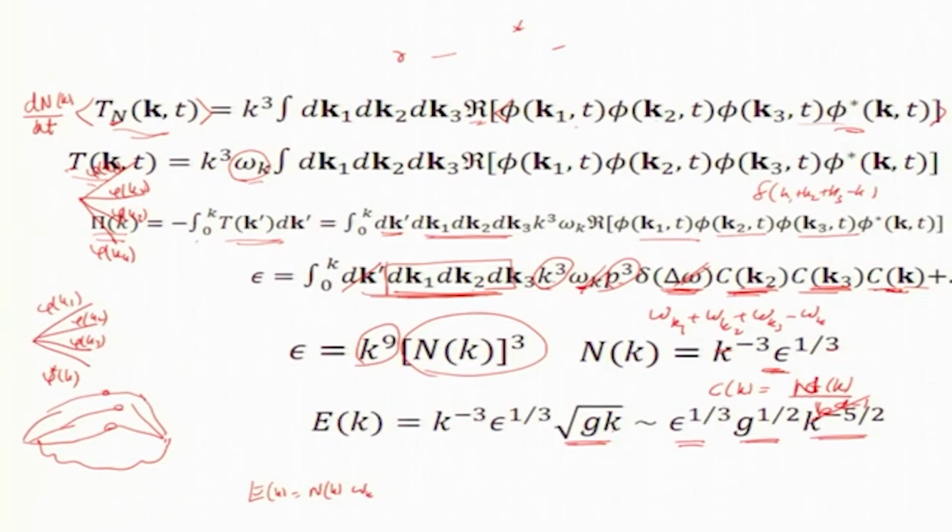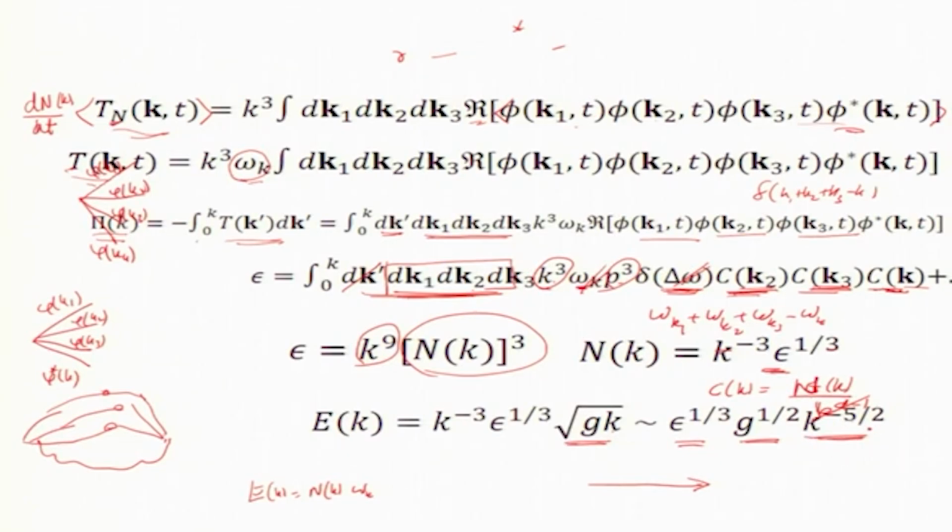Now, the story does not end here. This is for the energy spectrum, which is in the forward direction. It goes from large scale to small scale, like Kolmogorov 3D, energy goes from large scale to small scale, and the spectrum is k to the minus five halves.